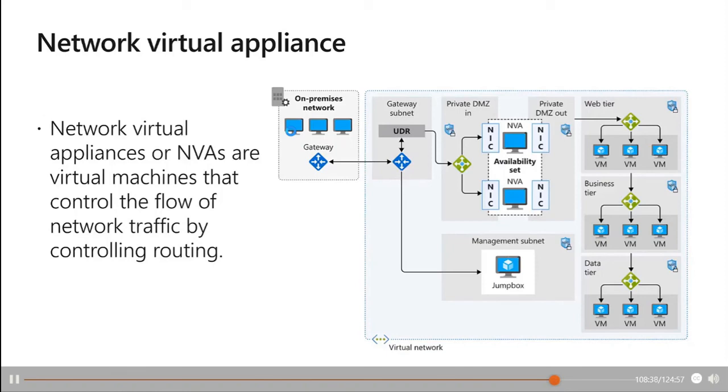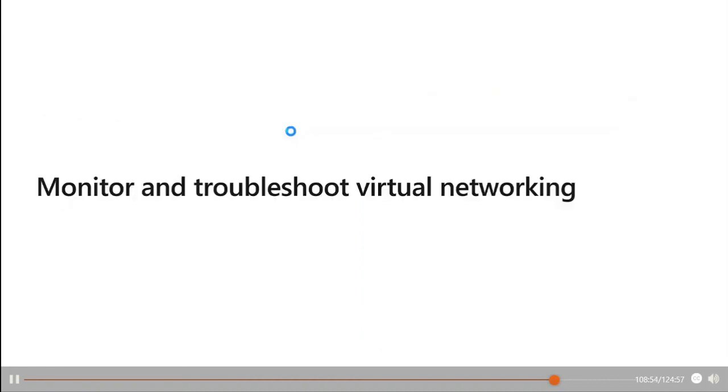And of course, this also relies, and you can see over there that UDR, so basically those are the routing tables that I can create, and this in conjunction with NVAs, it is pretty cool, the stuff that you can build with this. What about monitoring and troubleshooting virtual network?